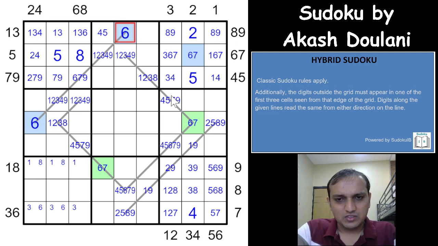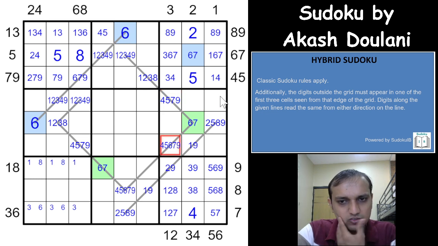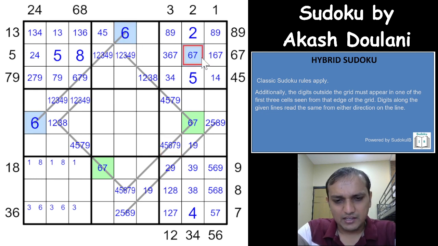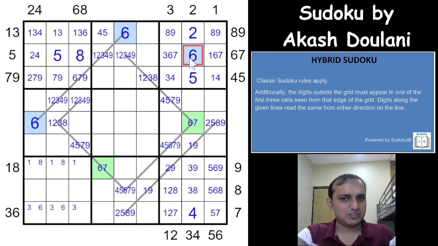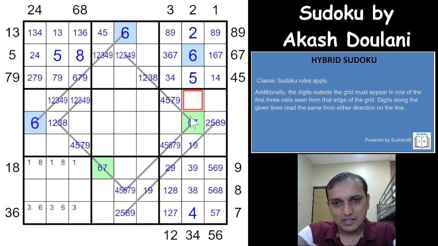6 in box 6 would have to be in one of these two cells only. Why is that so? I'll show you in just a second. If this is 6, this is 6. Again, this is a blue, this also would have to be a 6, right? 6 cannot be here, cannot be here, cannot be here. 6 would have to be in one of these two cells.